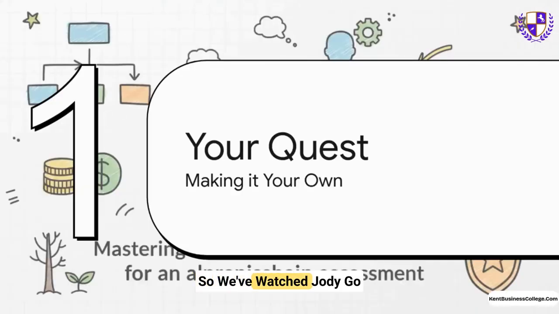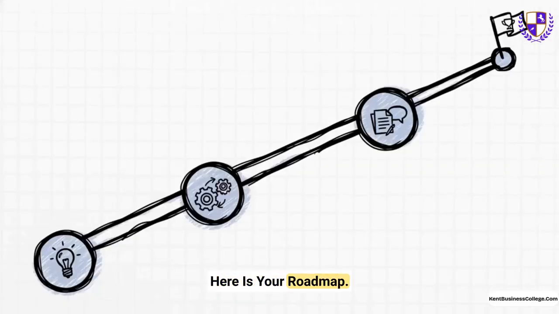So, we've watched Jody go from feeling uncertain to totally mastering skill S17, and now it is your turn. Let's talk about how you can make this your own story. Here is your roadmap. First, really understand what a resource plan is. Find your own analogy if the camping trip doesn't work for you.